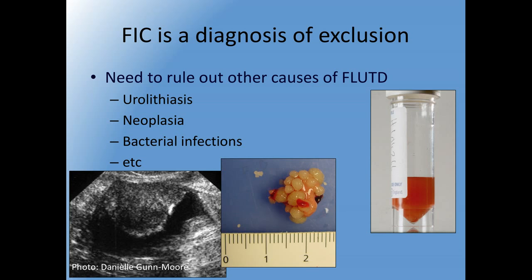Feline idiopathic cystitis, it won't come as a surprise to hear, is a diagnosis of exclusion. Idiopathic cystitis means we don't fully understand the cause of this disease. So we do need to rule out other known causes of lower urinary tract disease, such as stones, urolithiasis, neoplasia, bacterial infections, and other possibilities.